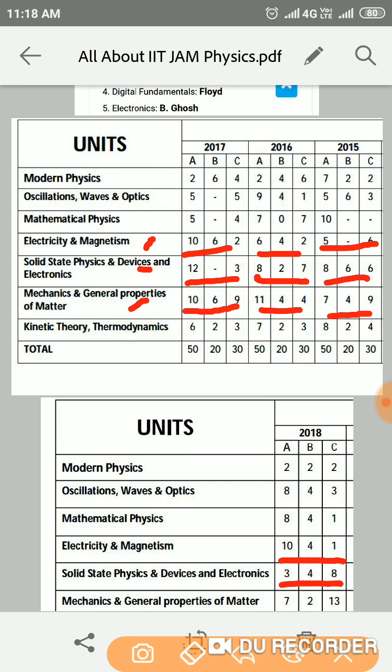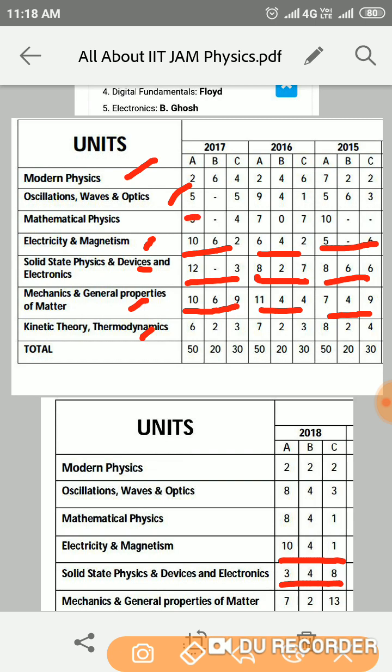Now if you go for modern physics, you can expect about 10 to 12 marks of questions. Waves and optics is also very important. You can expect 13 to 14 marks of questions every year from waves and optics. For thermodynamics, you can expect 11 to 13 marks of questions. And from mathematical physics, you can also expect anywhere between 11 to 13 marks of questions.